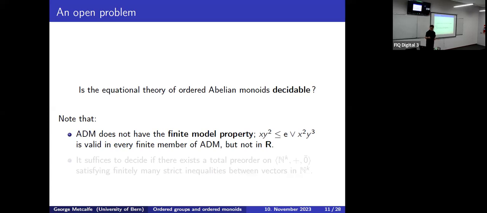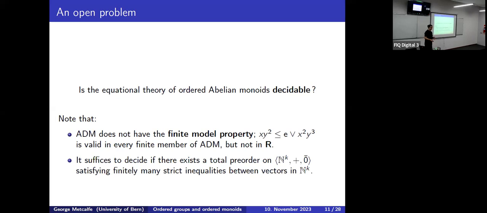I also want to mention a connection to another part of algebra. This is equivalent, more or less, to deciding if there's a total pre-order on the abelian group of vectors in N^k. So you take k-tuples of natural numbers with addition, and then 0 is just the zero vector. So this is an abelian monoid.